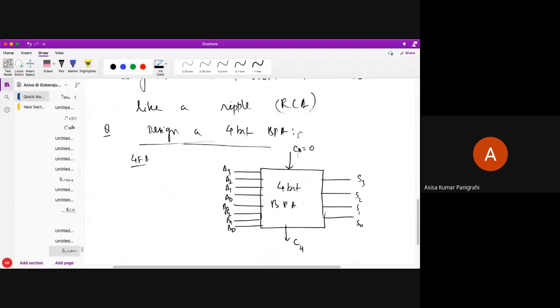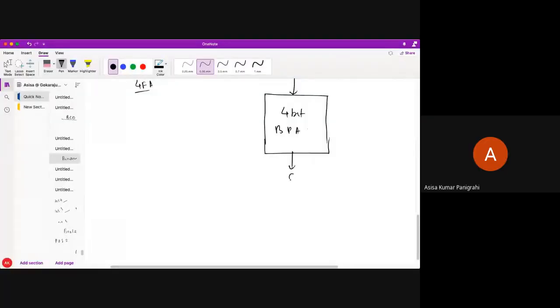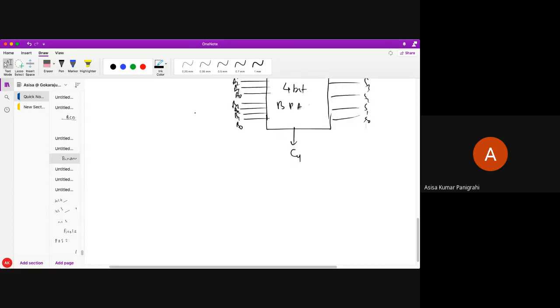Okay, how this block diagram has been drawn: the 4-bit BPA requires one carry input. That carry input is fixed over here, which is 0. Then A3, A2, A1, A0, B3, B2, B1, B0, this is your C4, and here S3, S2, S1, S0. Okay, so like this.